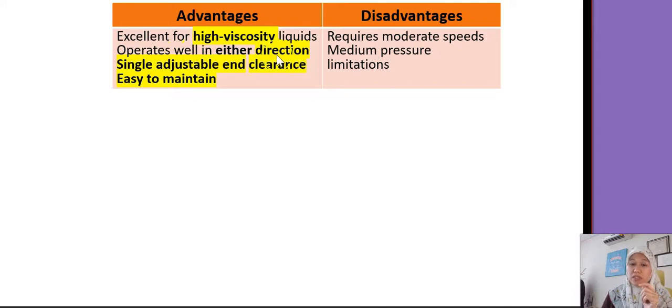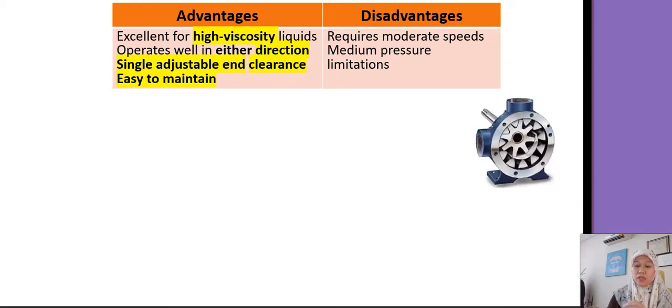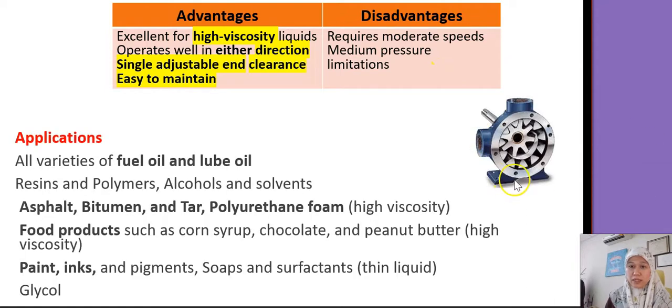Operates well in either direction. Okay, you boleh ikut arah jam ke lawan jam ke. Single adjustable end clearance. Okay, easy to maintain. Maksud dia kena adjust satu gear je sebab satu gear lagi duduk dalam. Kalau external dia susah nak adjust dia punya clearance sebab dia ada atas bawah. Okay, disadvantage dia require moderate speed saja, tak boleh speed yang tinggi, dan medium pressure saja. The limitation dia kat situ, dia tak boleh go high. Okay, these are the picture, alright.